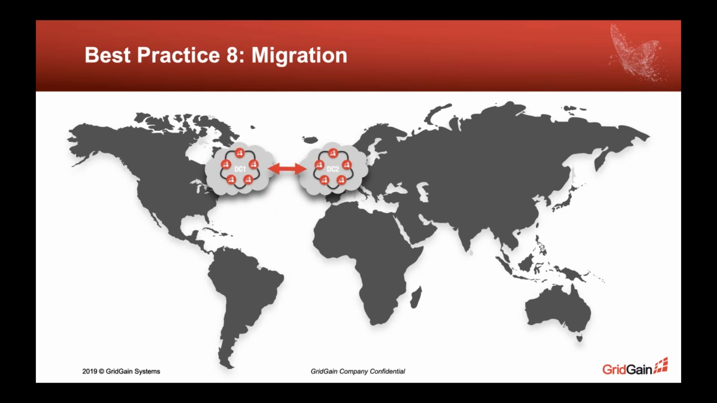Another option is if we wanted to maintain data across multiple regions, then we can keep our data flowing between the hubs and the centers. And there are a lot of configuration options that you can set up for data center replication. I would refer you to the GridGain documentation for additional information.